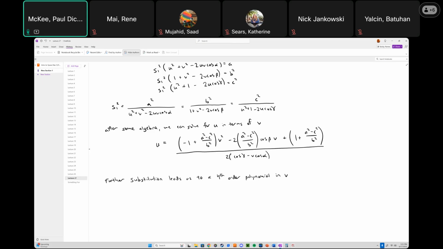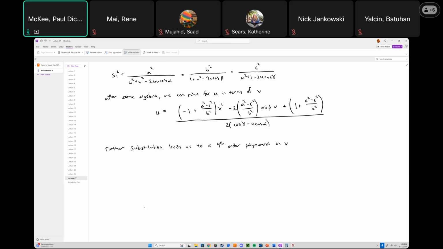Okay, and this is the really gory part. Well, not yet. We're going to call this A4 V to the fourth plus A3 V cubed plus A2 V squared plus A1 V plus A0 is equal to 0. That's our polynomial. First, I'm introducing the letter D, where D is (A squared minus C squared) over B squared, because that weirdly comes up a lot. It already came up 3 times in our equation for U. It's going to come up a lot in these terms that we're about to see here.